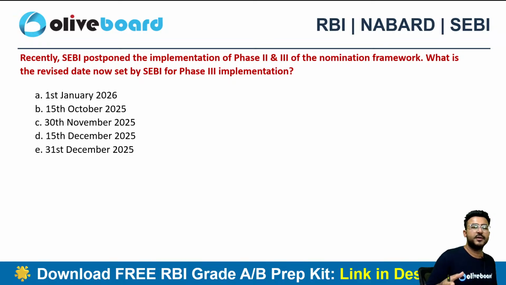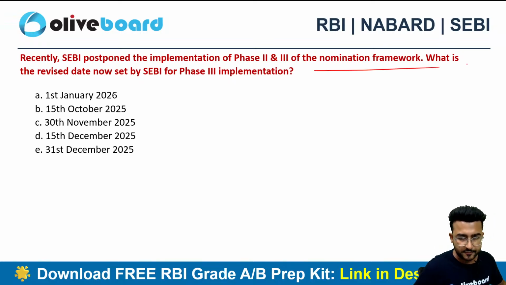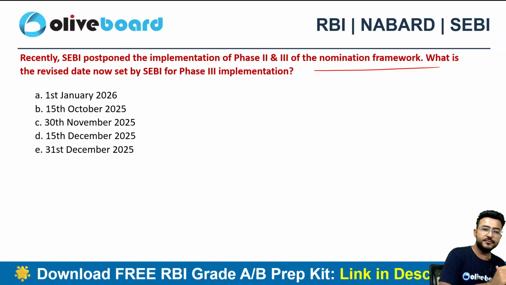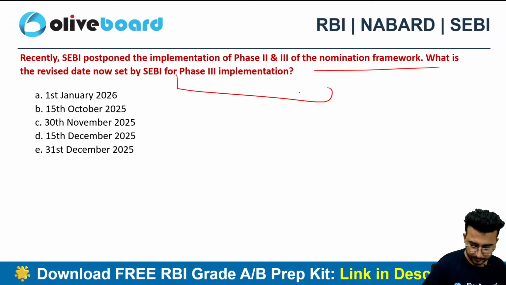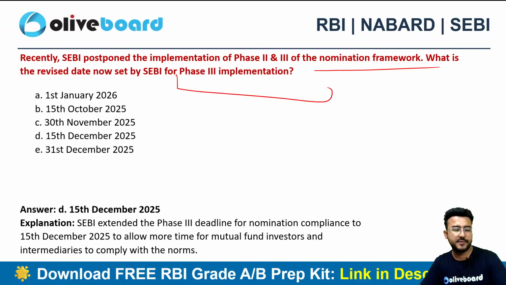Next one. SEBI has postponed the implementation of phase 1 and phase 3 for the nomination framework. So we all know that SEBI has framed a nomination framework. 2 phases are remaining. What is the timeline? What is the revised timeline as of now of phase 3 implementation? So recently news came that they will be revising the timeline for nomination framework phase 3. Yes, 15th of December, right?